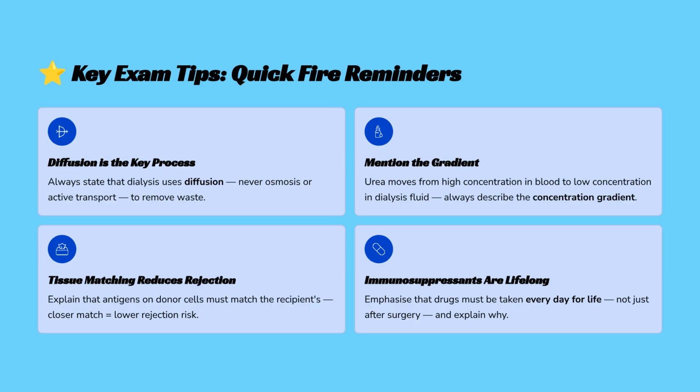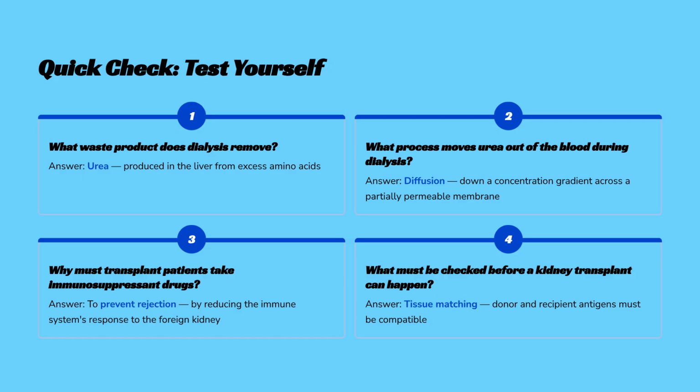Always state that dialysis uses diffusion. Mention the concentration gradient. Understand that tissue matching reduces rejection, and confirm that immunosuppressants are lifelong medication. Test yourself. Dialysis removes urea. The process is diffusion. Transplant patients take drugs to prevent rejection. Finally, tissue matching must be checked before a transplant.